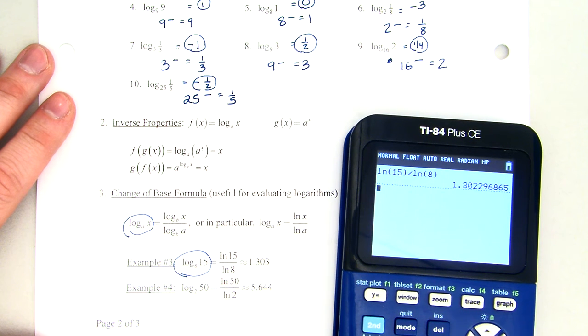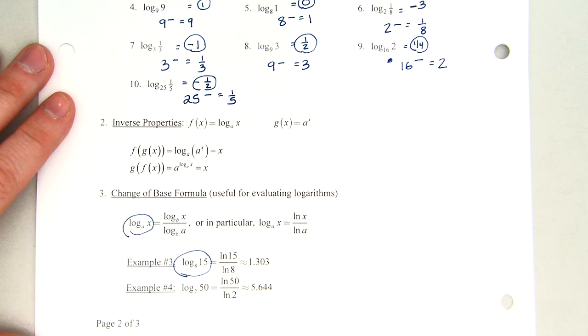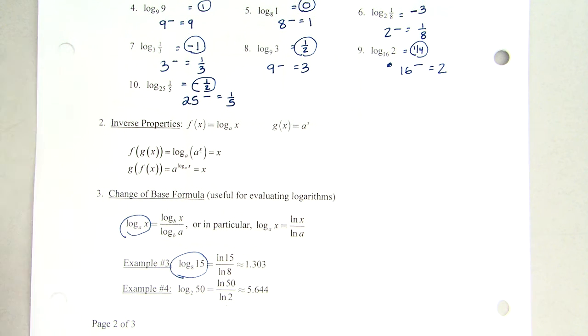Type that in, 1.303, which means 8 raised to the 1.303 is pretty close to 15. It's not exact because I had to do some rounding there. Notice that unlike our properties of logs that say when we subtract, we divide the stuff inside, I'm not dividing the stuff inside. I'm actually dividing the natural logs here. Log base 2 of 50 is the natural log of 50 divided by the natural log of 2.